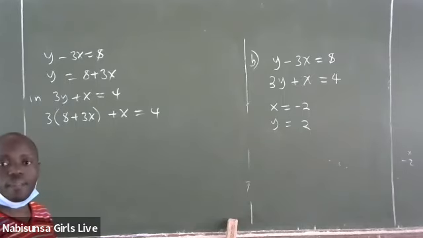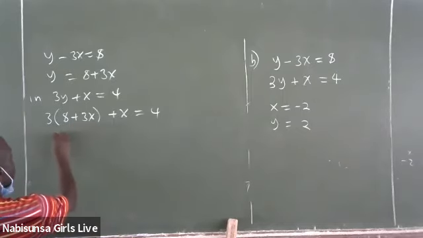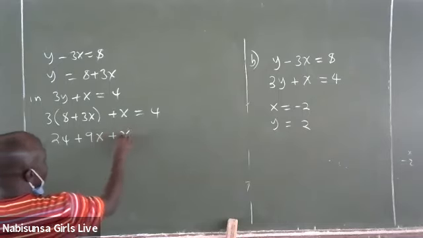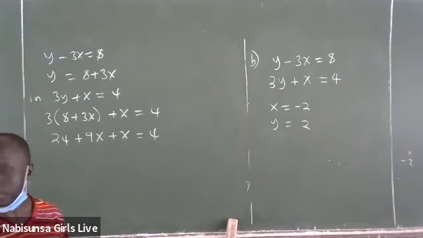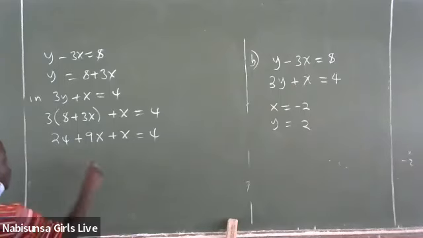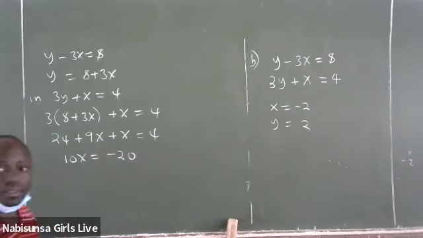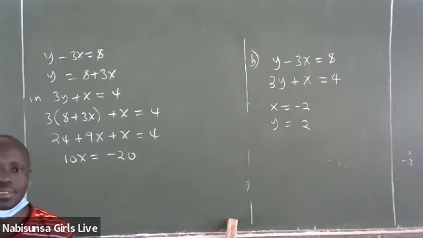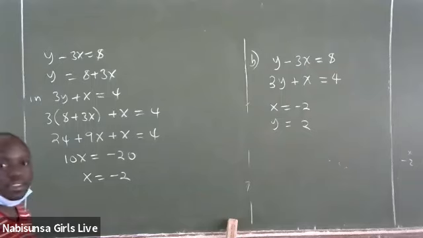Elaine? Yes, Chami, that's what I did. Then you expanded to 24 plus 9x plus x is plus 4. Is it true? Yes. When you put it like terms, that I have negative 20. Elaine, did you get something like exactly that? Yes. You should have got your x as minus 2, Elaine.